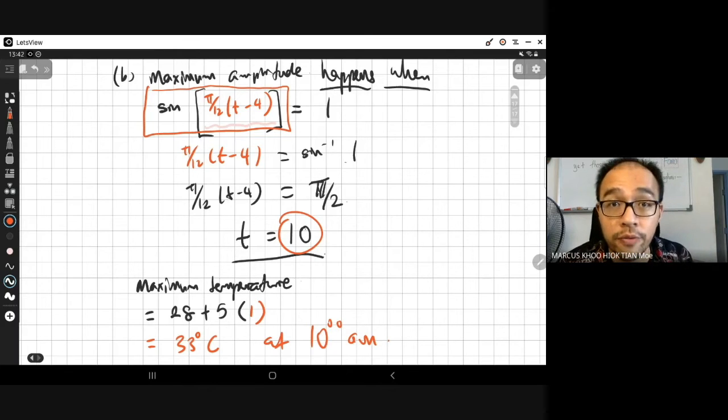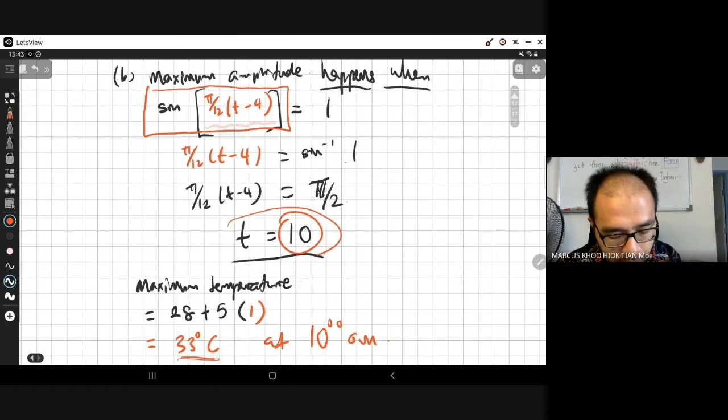Because it's a 24-hour system. If it is 10 p.m., then it will be 2200. Yeah. So because t equals 10, we say that t is 10 a.m. Okay, read back the question. The question is determine the maximum temperature, 33 degrees Celsius, and the time when this occurs. The time is when it is 10 o'clock, at 10 a.m.